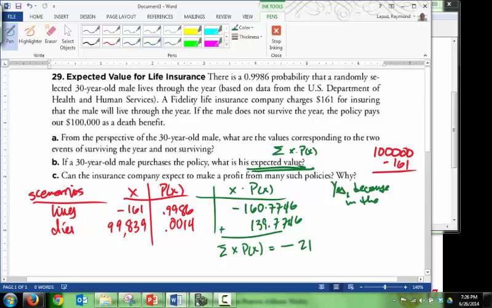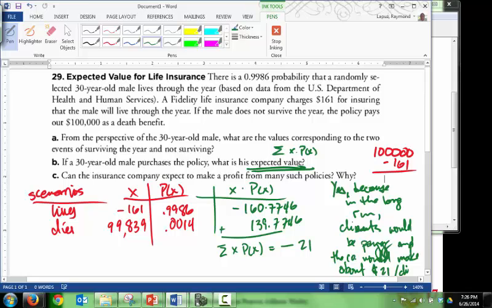Yes, because in the long run, clients would be paying, and the company would make about $21 per client in the long run. All this is long run kind of behavior. It's not too good to think about this one client at a time, but it has to be seen from hundreds and hundreds of clients that this $21 per client would make sense.